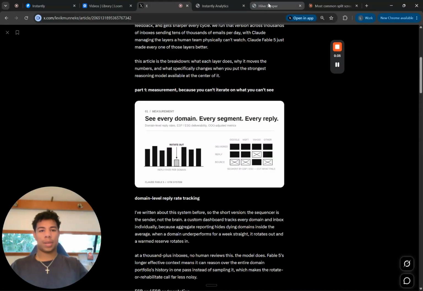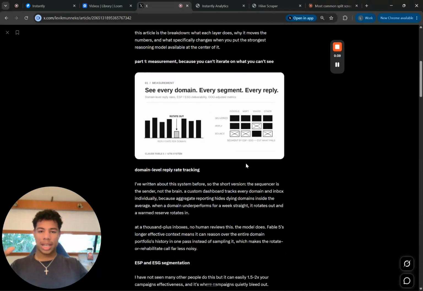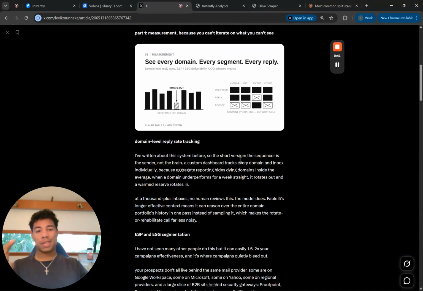I have one up here, and then I'm also going to show you something to do inside of Instantly. So number one is we see every domain's individual reply rate, and not just that, but the reply rate sending to different ESPs and ESGs. If you don't know what those are, that's email sending providers and email sending guards. So that means we see every single domain and every single inbox individually. We know its individual reply rate, and sending to Google what's its reply rate, sending to Microsoft, sending to Yahoo, sending to other, what's its reply rate, and what's its bounce rate.